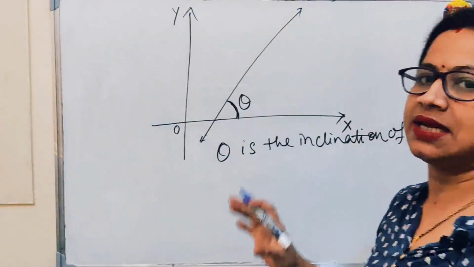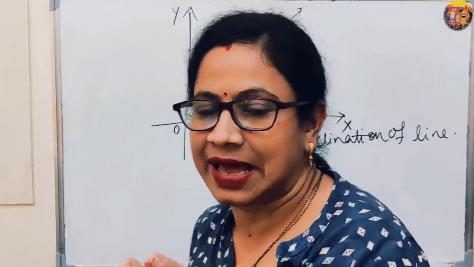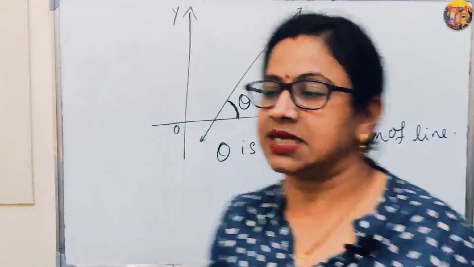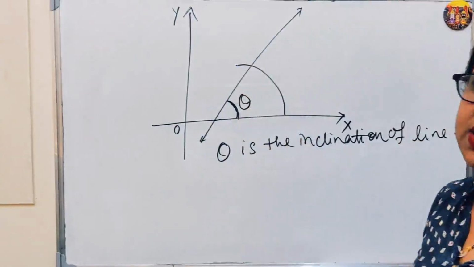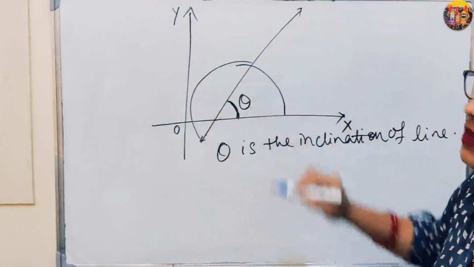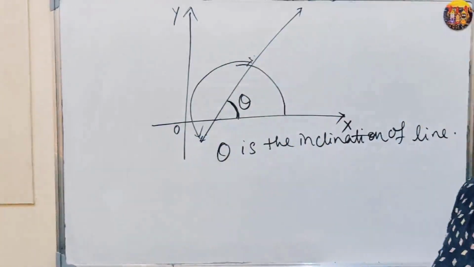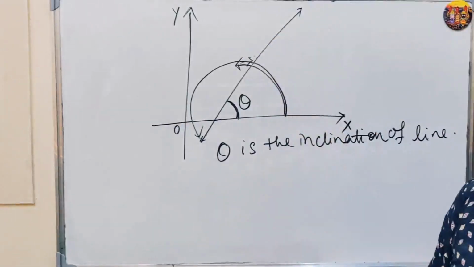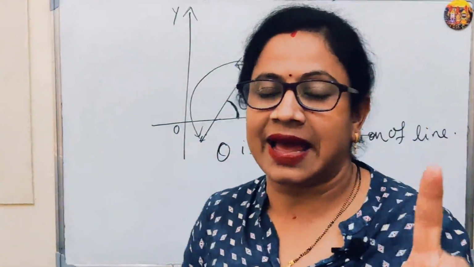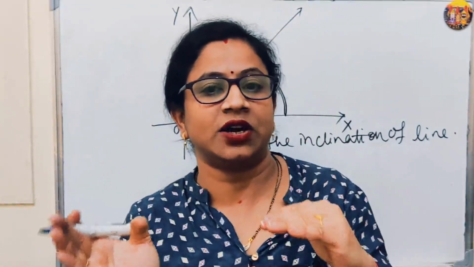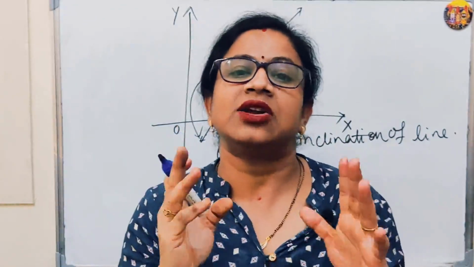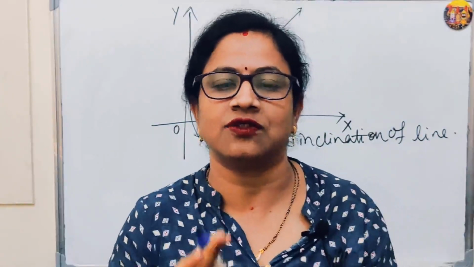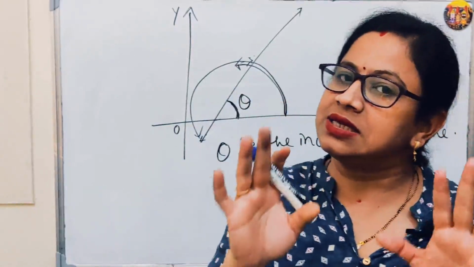So what is theta? Theta is the angle between the line and the positive x-axis in the anti-clockwise direction. I am counting the angle from this side. I am not counting the angle from this side. If I am counting on this side, this is not theta. If I am counting on this side, this is called theta. The angle created by a line with the positive side of the x-axis in the anti-clockwise direction is called theta or the inclination of the line. I hope inclination is clear to you.